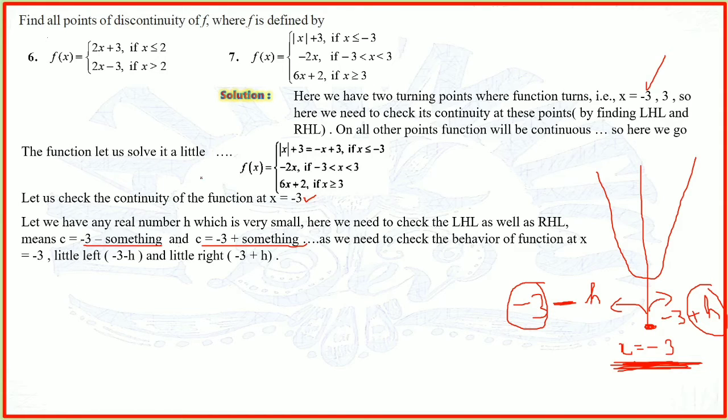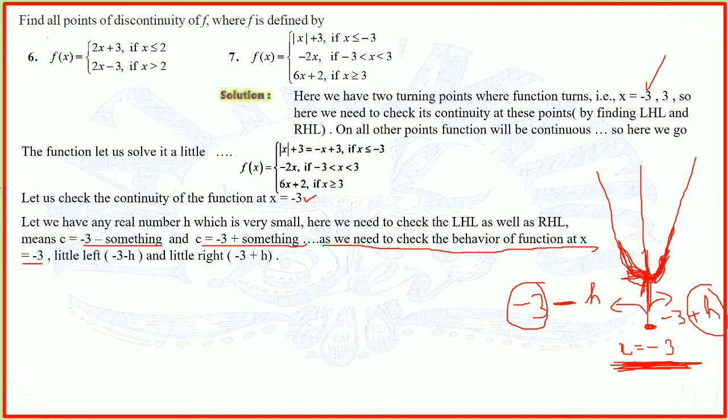So then, as we need to check the behavior of the function at x equal to minus 3, we need to check its behavior a little this side, a little that side. So this is minus 3 plus h and minus 3 minus h. What we are actually checking is that there is no breakage, that there is continuity. If these limits are not equal, then we say that there is a breakage. So that is our target.